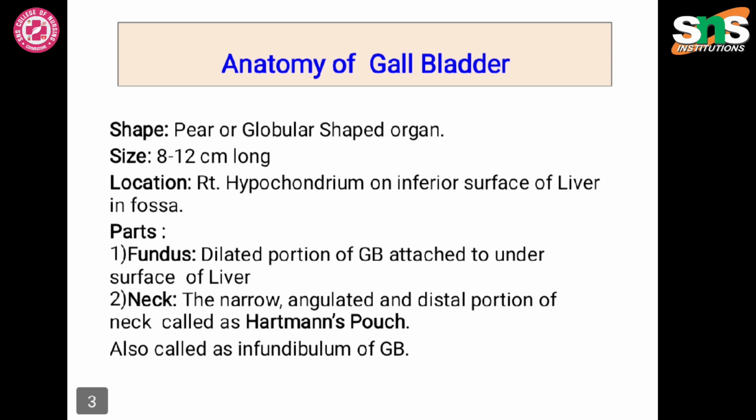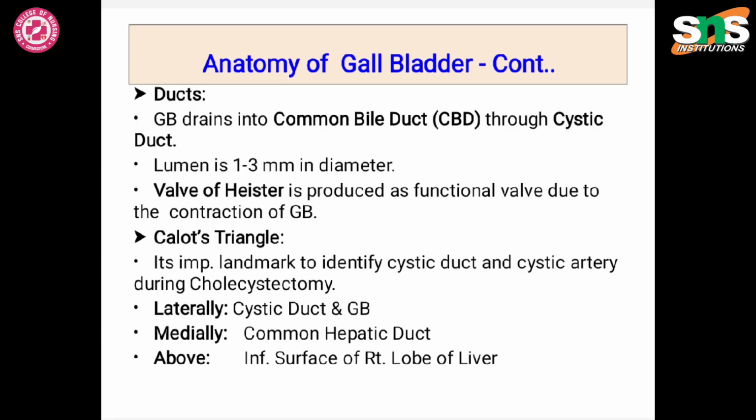So, anatomy of the gallbladder. Shape: pear or globular shaped organ. Size: 8 to 12 cm long. Location: right hypochondrium, or the inferior surface of the liver in a fossa. Parts: the fundus, the dilated portion of the GB attached to the undersurface of the liver. Neck: the narrow, angulated distal portion of the neck is called Hartmann's pouch, also called the infundibulum of the GB.